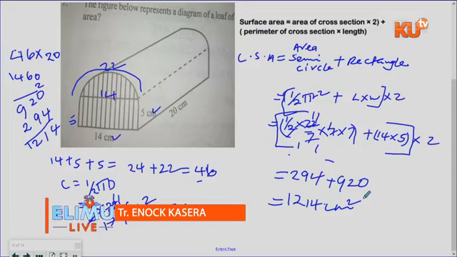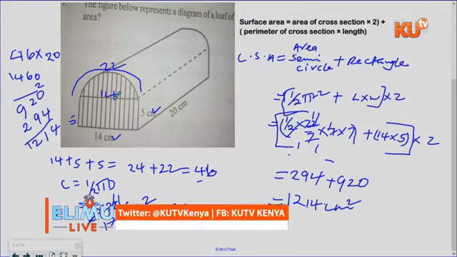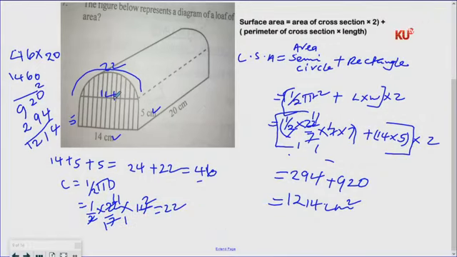Now you are not supposed to add this 14 that is at the middle here. That 14, you should not add it because perimeter is the distance all round. So if you are to go around this figure, you will walk just round it without going into the middle. That's why I've just added 5 plus 14 plus 5, and then I found the circumference of the semicircle. The answer that I got, I multiplied by the length, and then I added to the area of the cross section.